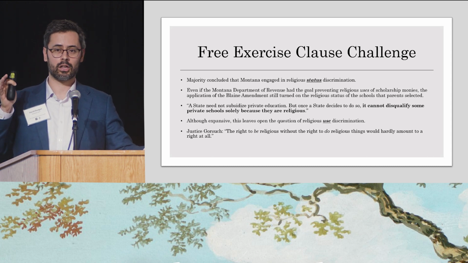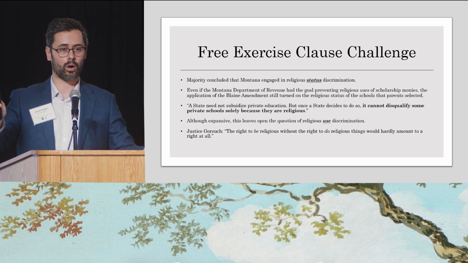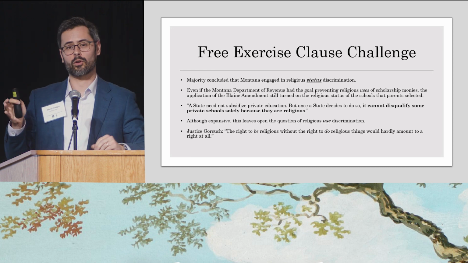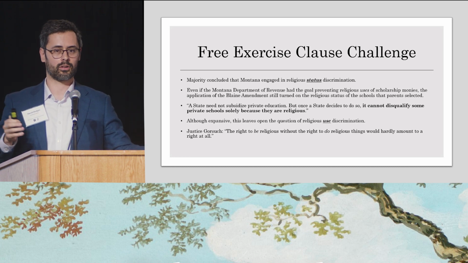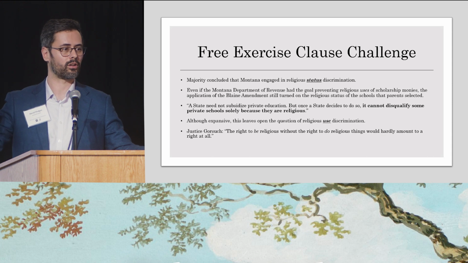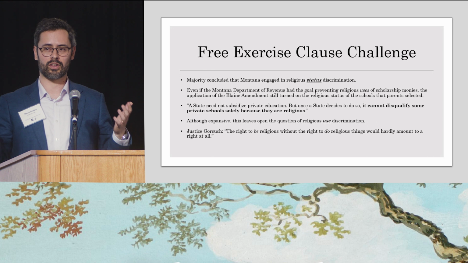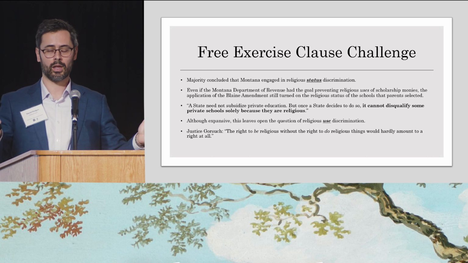The Constitution does not condone discrimination based on religion, based on who you are. But at the same time, it left a question open: the question of religious use discrimination. Is religious use discrimination okay, even if religious status discrimination is not? This is the sort of distinction that only a lawyer can love.